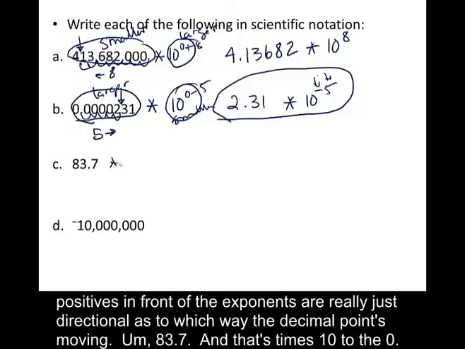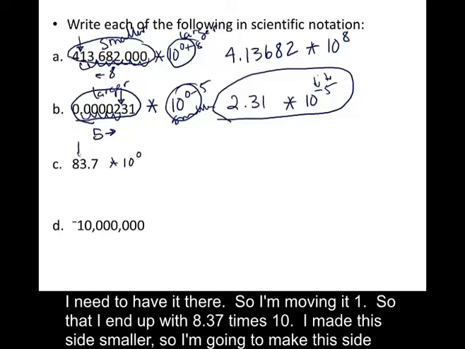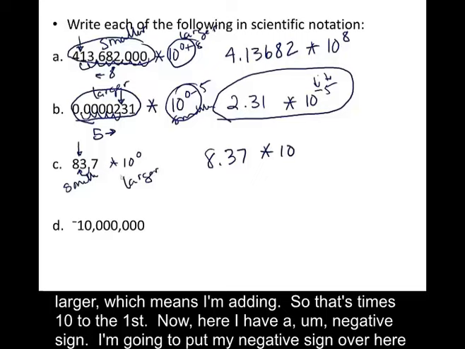83.7, and that's times 10 to the 0. I need to have it there, so I'm moving it 1, so that I end up with 8.37 times 10. I made this side smaller, so I'm going to make this side larger, which means I'm adding, so that's times 10 to the first.